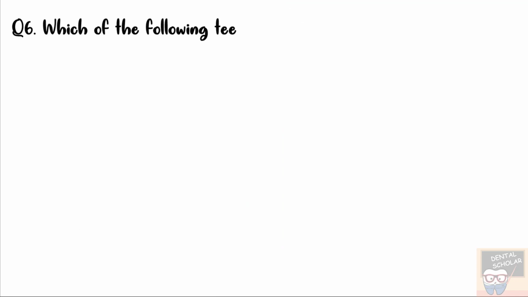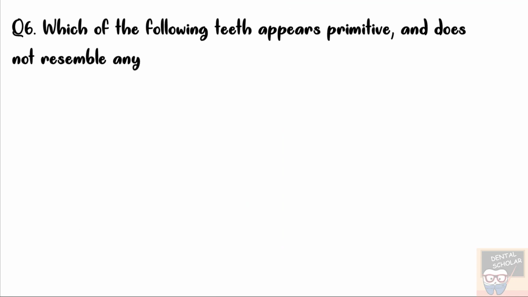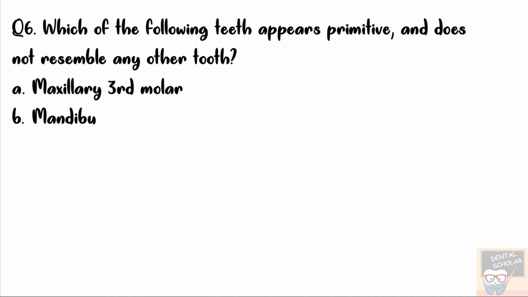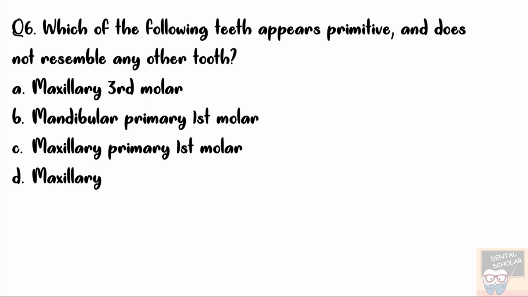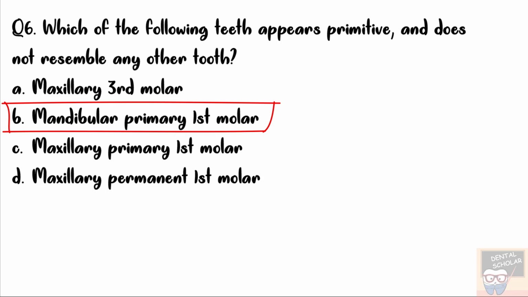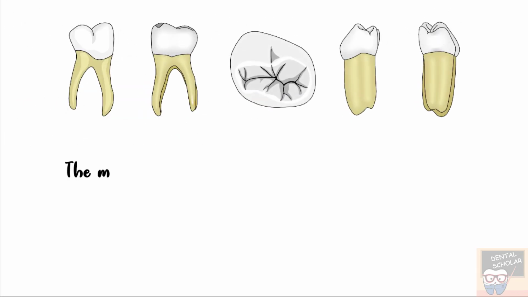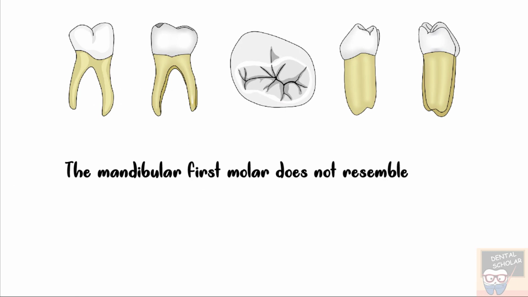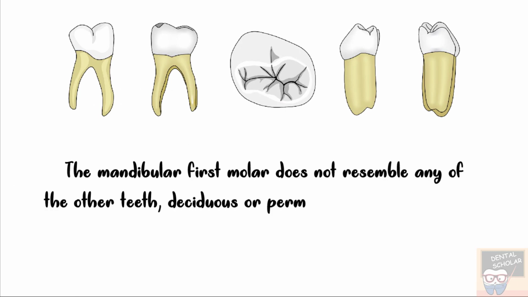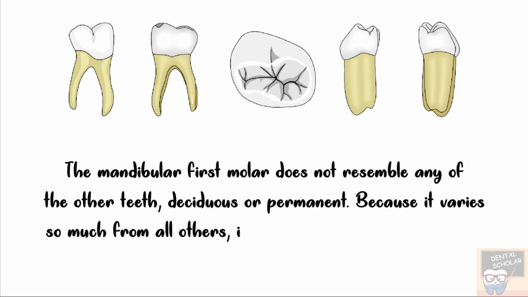Which of the following teeth appears primitive and does not resemble any other tooth? Option A, maxillary third molar, option B, mandibular primary first molar, option C, maxillary primary first molar, and option D, maxillary permanent first molar. The correct answer is option B, that is mandibular primary first molar. The mandibular primary first molar does not resemble any of the other teeth, be it deciduous or permanent. Now, because it varies so much from all the other teeth, it appears strange and primitive. Let's now go to the last question.